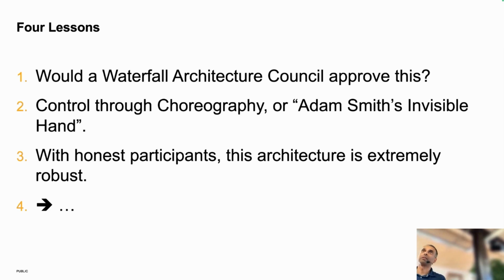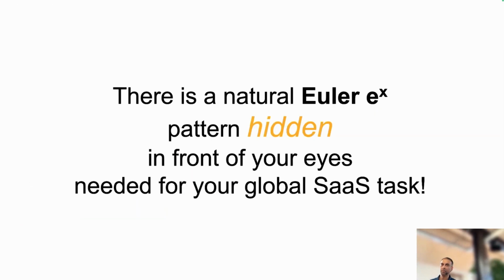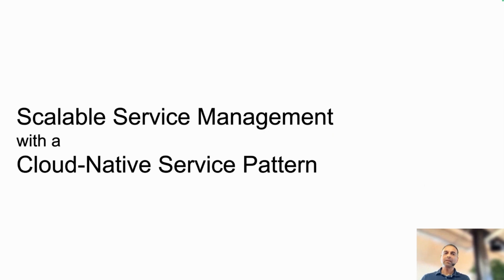And the fourth lesson is hopefully a surprise for you. Only concentrate on these 4 things here, because there's a natural pattern, I call it the Euler exponential function pattern, hidden in front of your eyes. And that hidden pattern is needed for your global software as a service task. Okay, and that leads us to the cloud native service pattern.